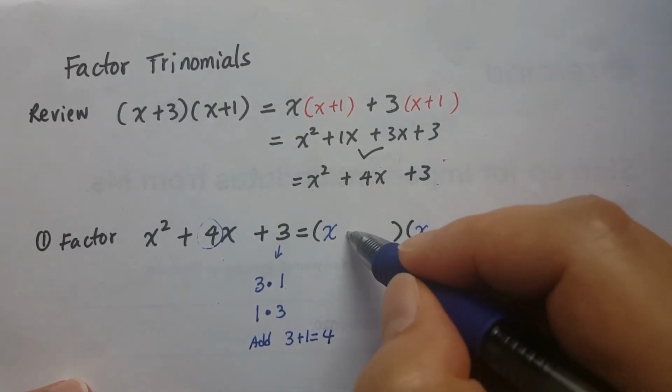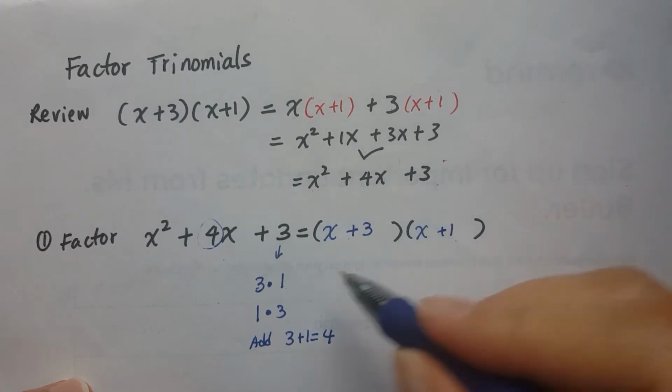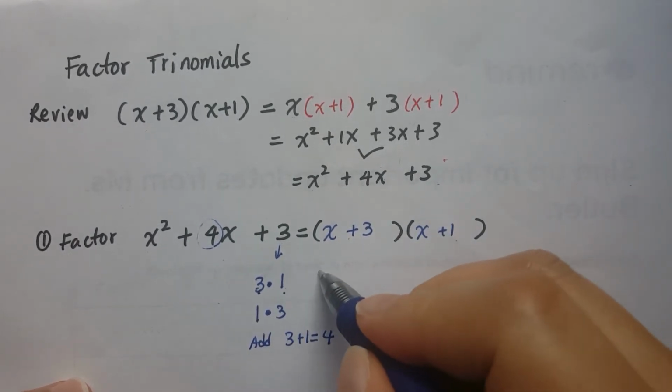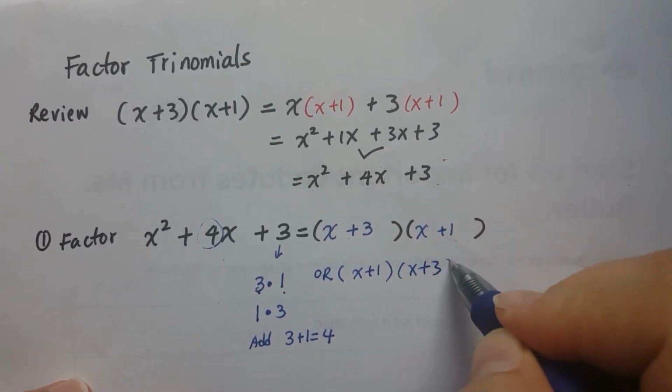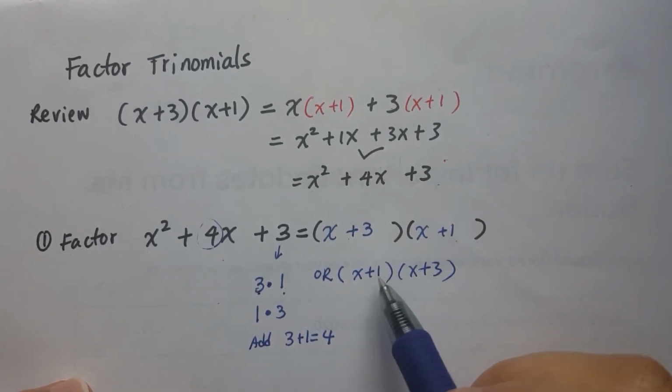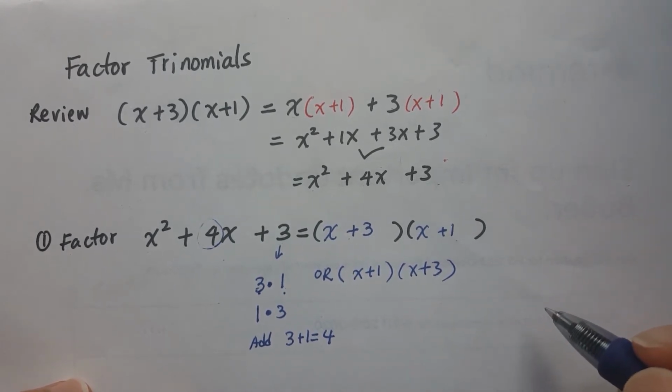So you're going to have plus 3, positive 3, and then positive 1. So some people ask, can I write x plus 1 times x plus 3? It is the same thing, because when you multiply, you swap the order, it's the same. Just like 2 times 3 is the same as 3 times 2.